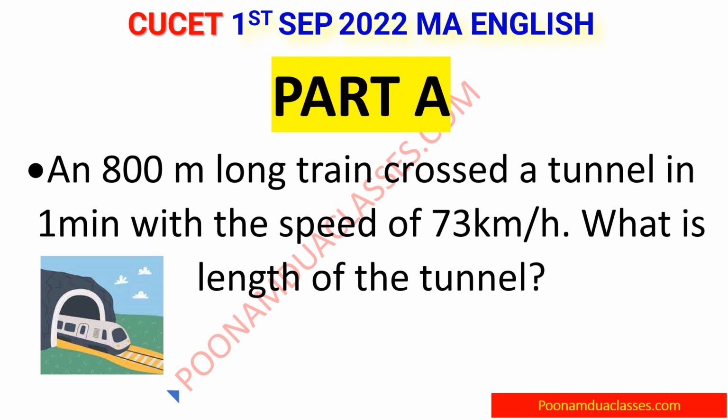The speed-distance related questions I have also covered immensely in my classes. This is the particular question that was there in the exam. An 800-meter long train crossed a tunnel in 1 minute with a speed of 73 km per hour. What is the length of the tunnel?